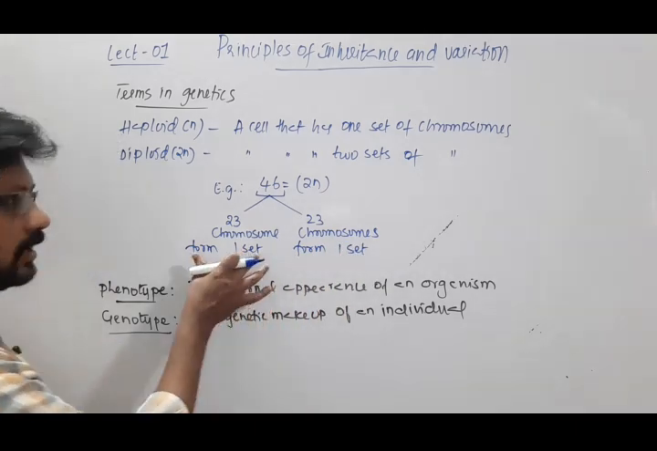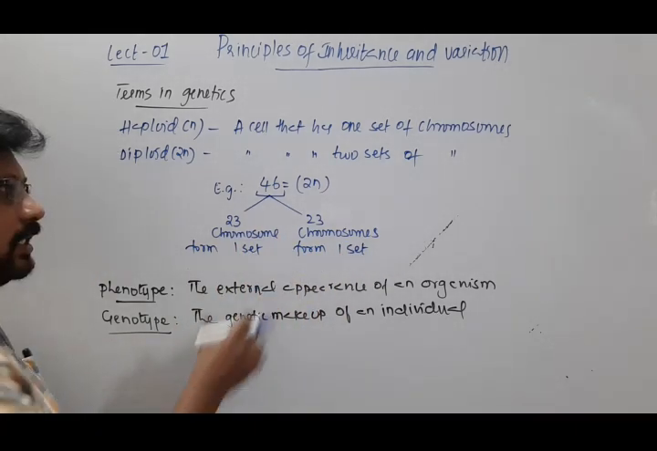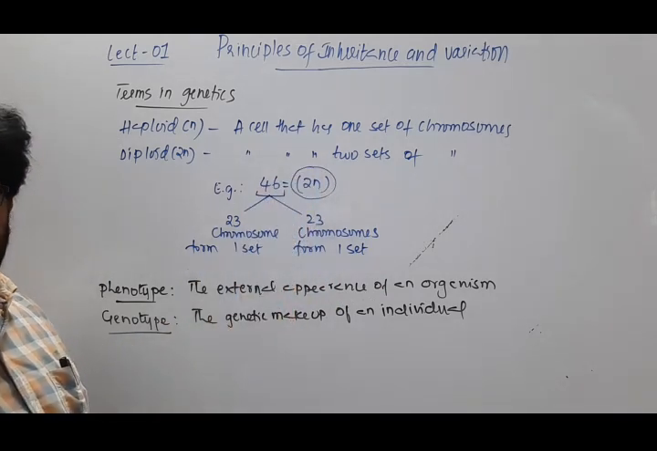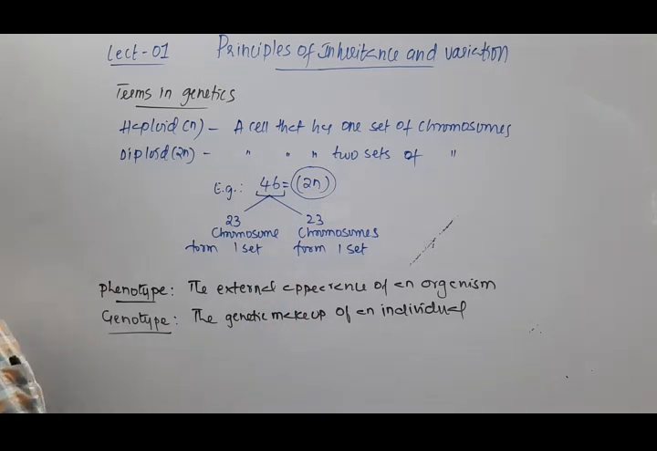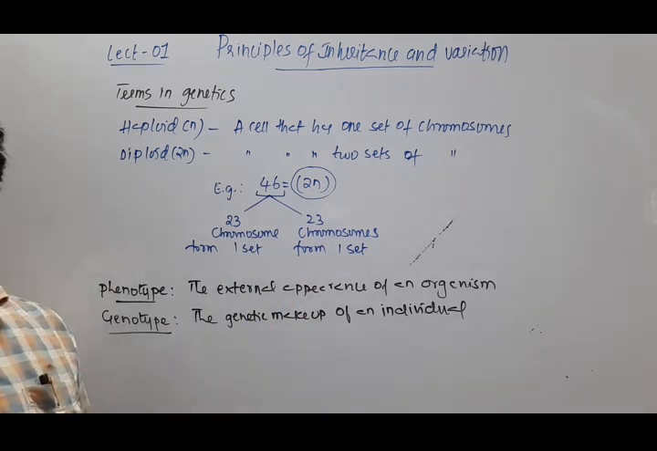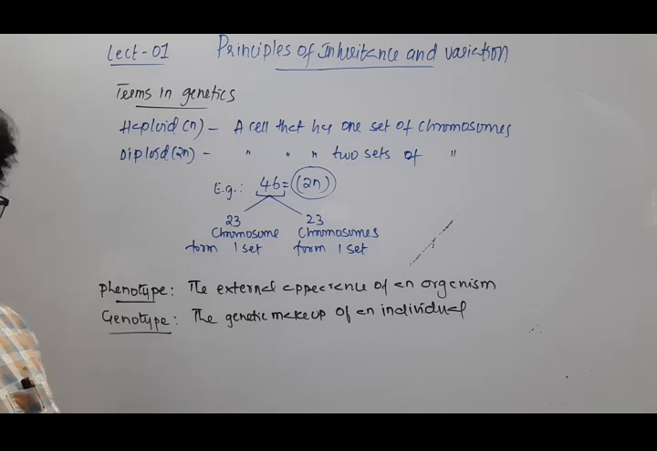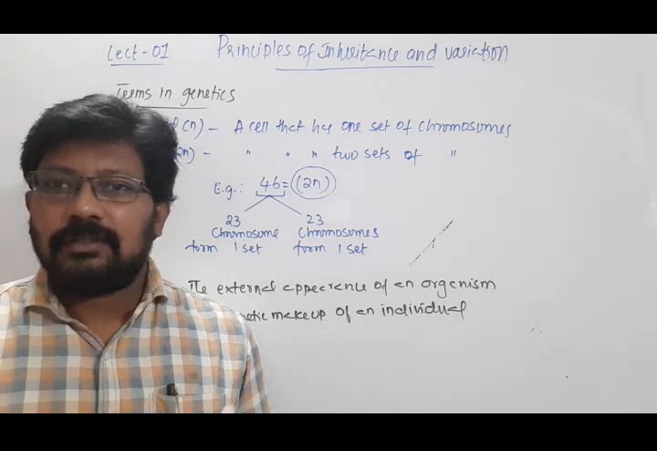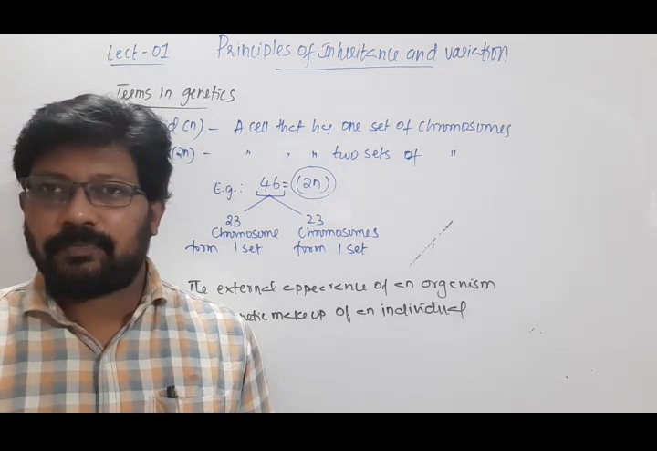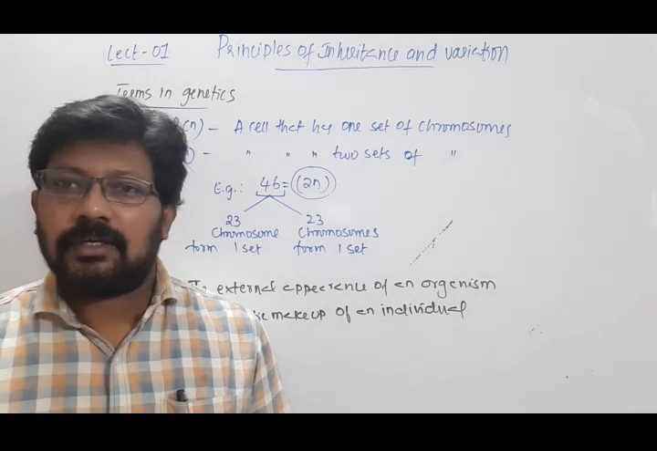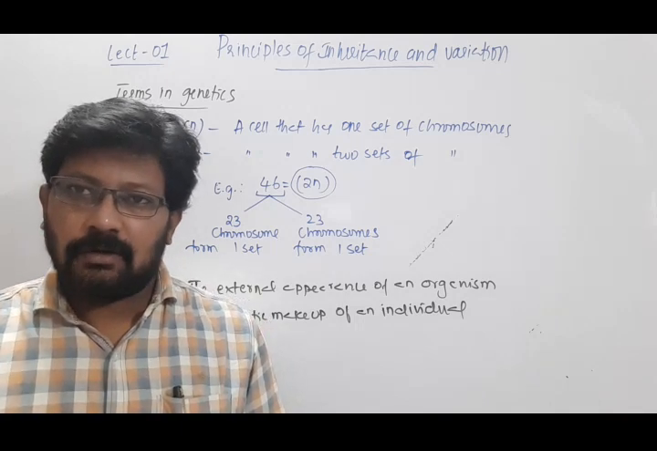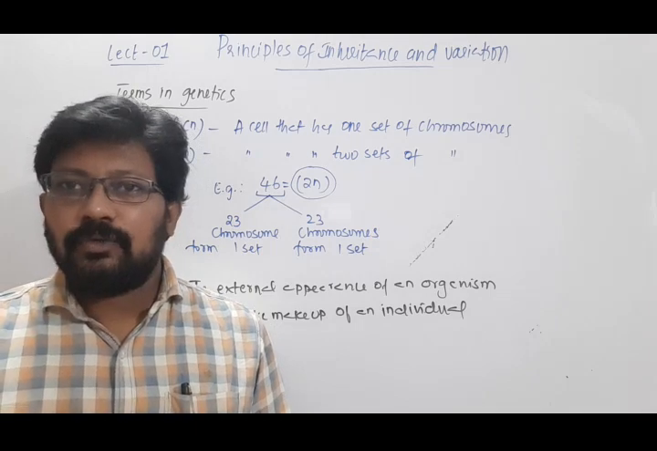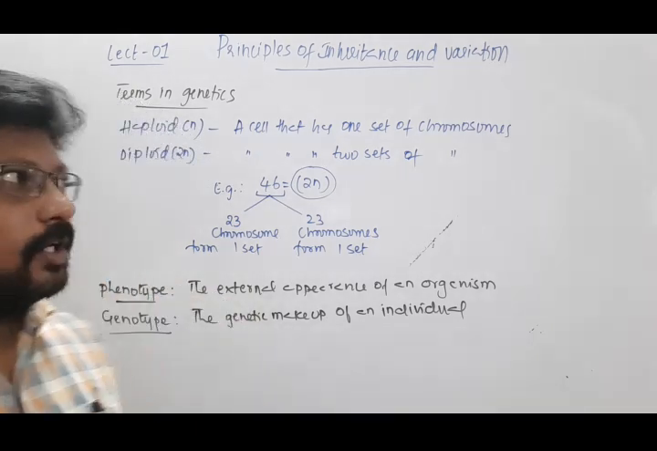So you can see here there are two sets. That is the reason why we have set it as diploid. Diploid means a cell that has two sets of chromosomes. Here, in the case of human beings, every cell will have two sets of chromosomes. Of course, diploid cells will undergo meiosis and produce gametes. Gametes are the ones that will have only one set of chromosomes.